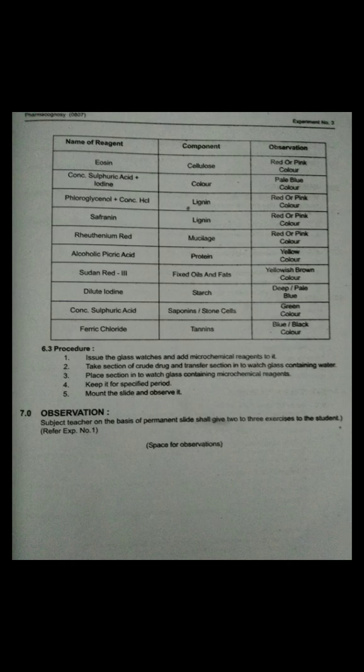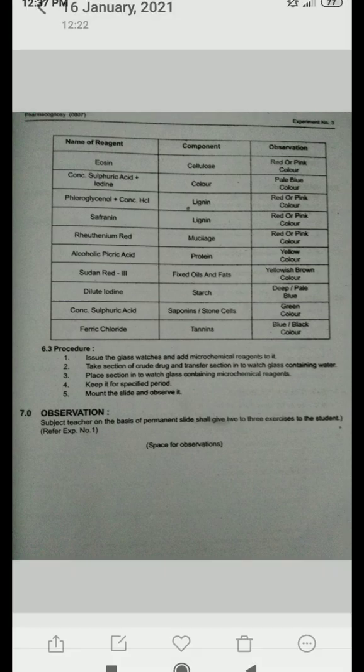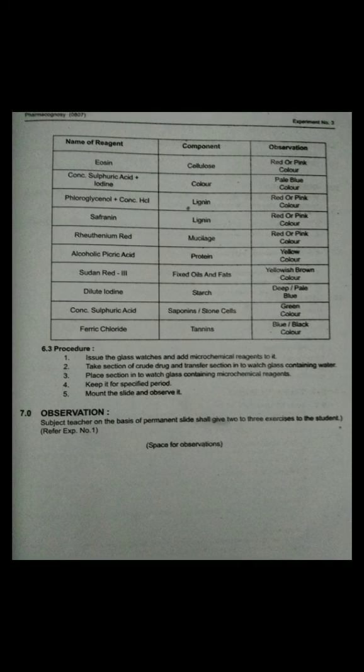Then last, observation: here you write down your observation. Then conclusion. And last are the questions. These questions are related to this experiment.